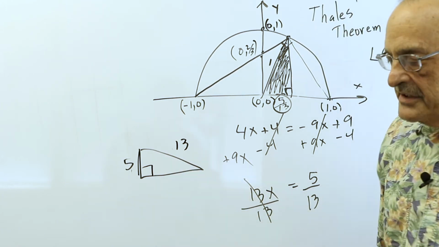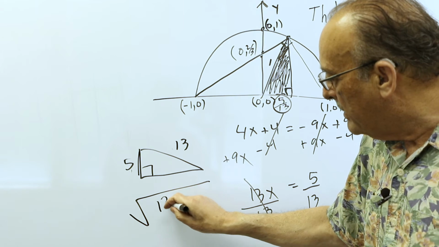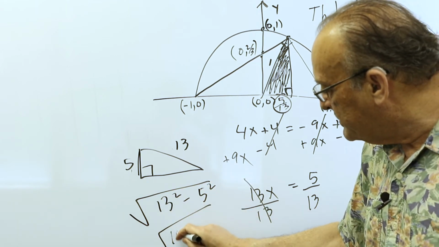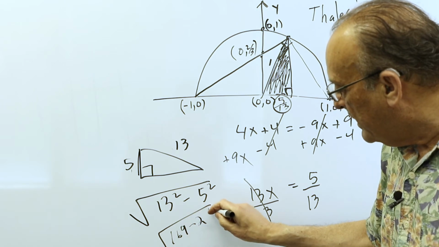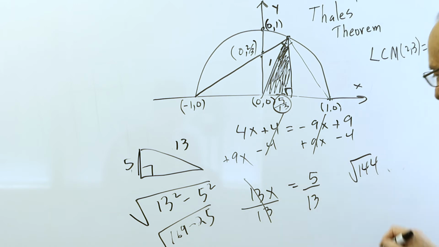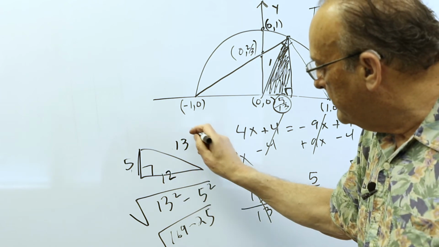And to get the other side, I can simply use the Pythagorean theorem and go the square root of 13 squared minus 5 squared, which is the square root of 169 minus 25. I get the square root of 144, which is equal to 12. So I end up with a Pythagorean triangle.